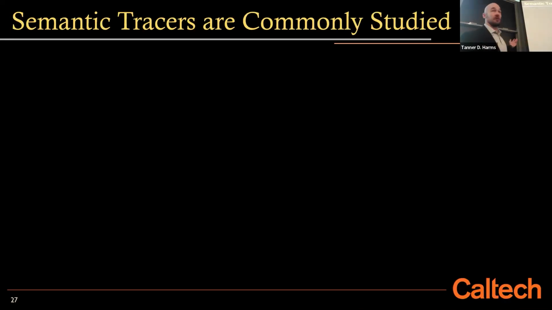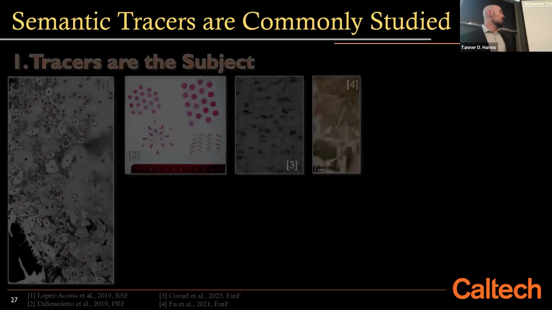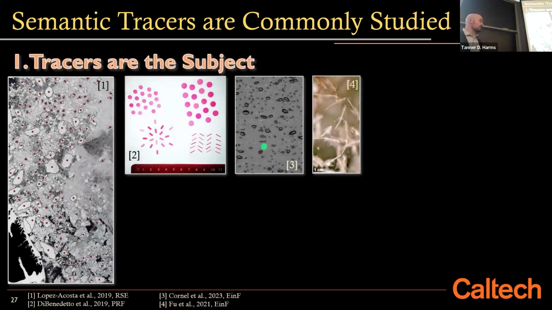So semantic tracers are commonly studied in the literature. One example where that might be the case is if I'm looking at the motion of the tracer itself. This is an image from a study by the Wilhelmus group at Brown, where they're looking at the motion of ice in the North Atlantic. We also might consider watching the motion of plastic particles in the ocean, or bubbles, or brine shrimp and krill. All these things are tracers that we may want to actually study the dynamics of as they move around.